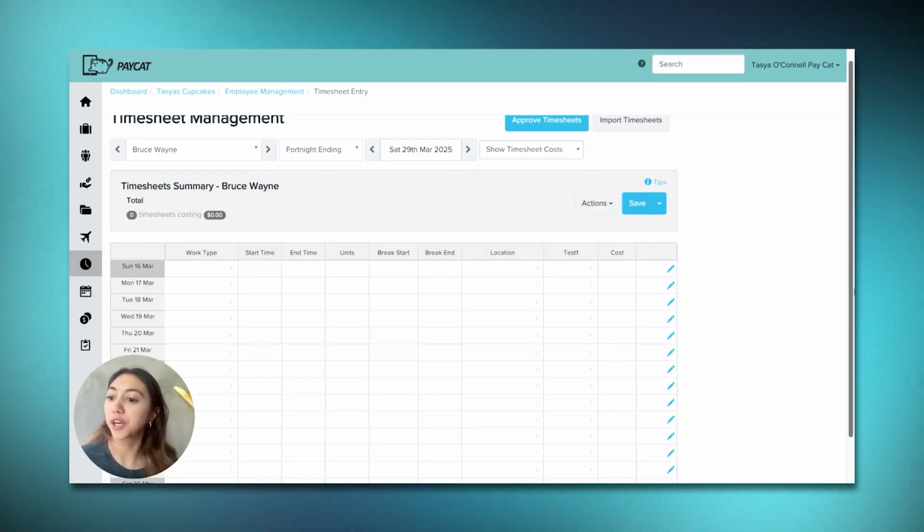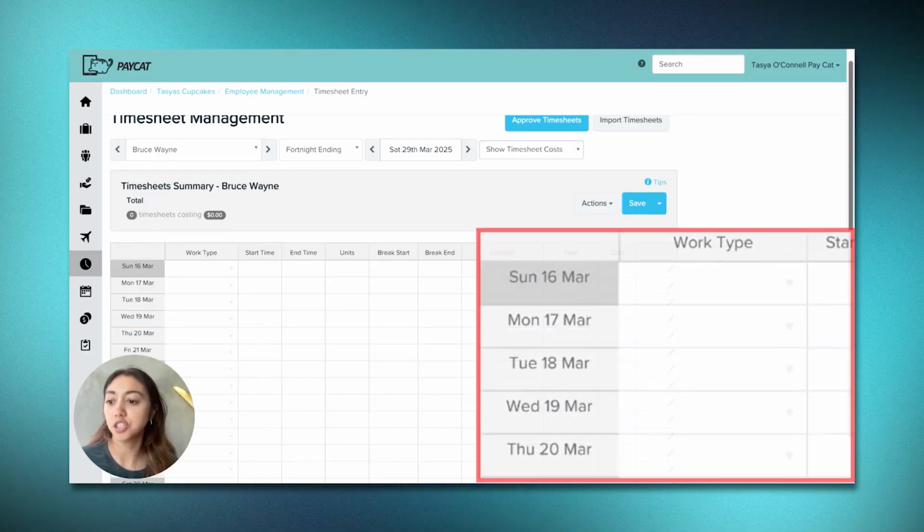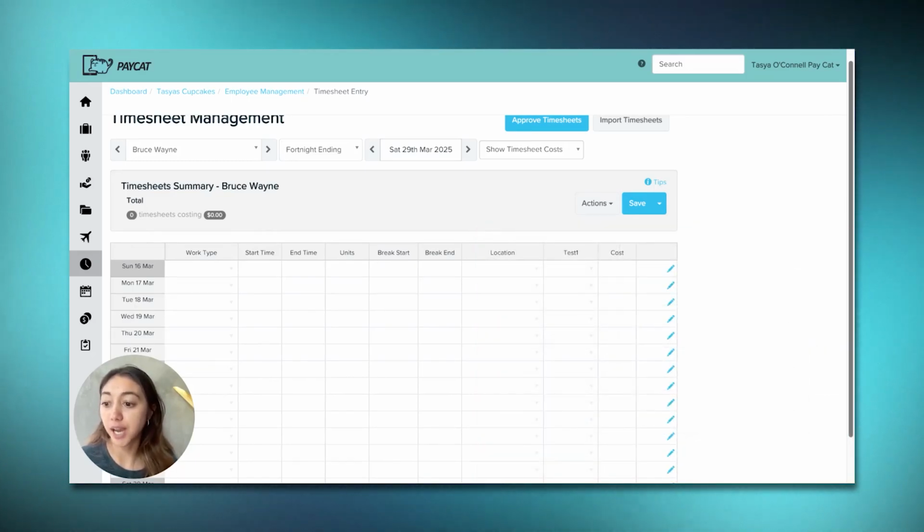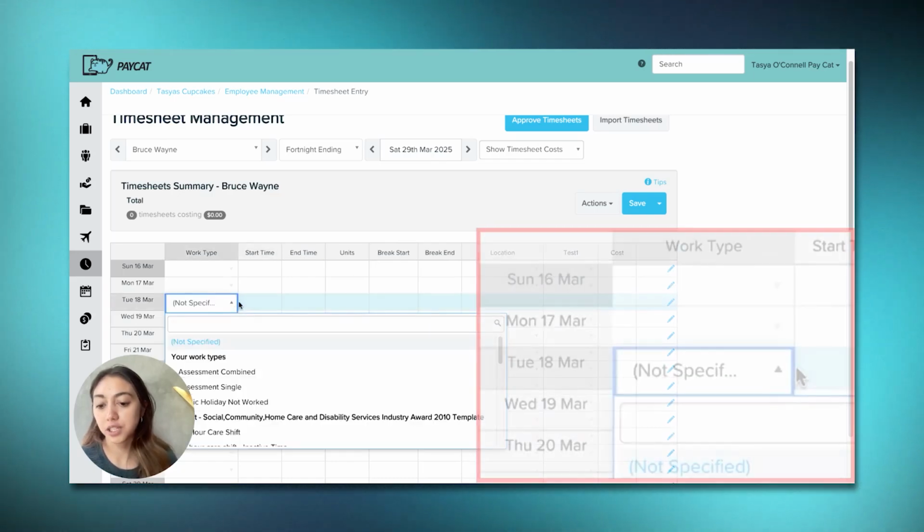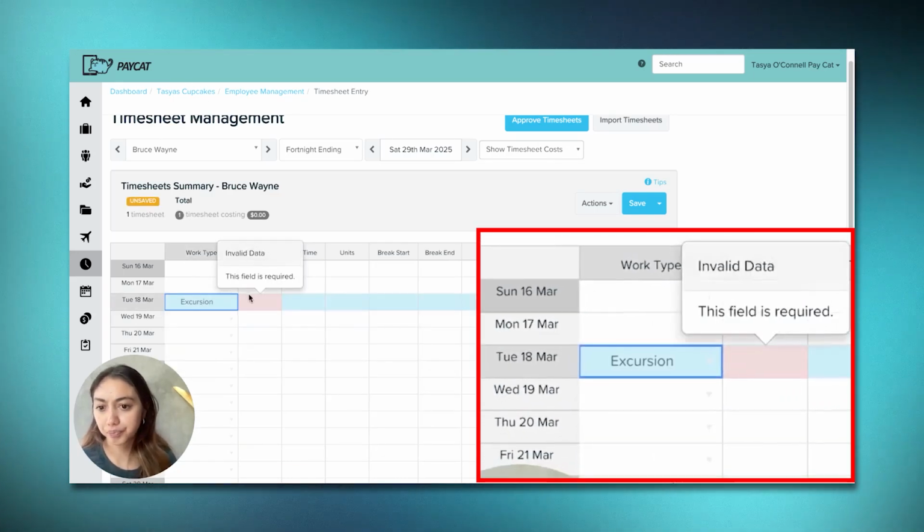In this example, we're going to be looking at Bruce taking George on a 2-day excursion for Tuesday and Wednesday. Bruce is required to work from 9 a.m. to 7 p.m. and then it's lights out for George. Bruce will then have some downtime overnight between 7 p.m. on Tuesday and 7 a.m. on Wednesday. Bruce will then continue working till 6 p.m. on Wednesday. So we're going to start this off with the excursion work type.